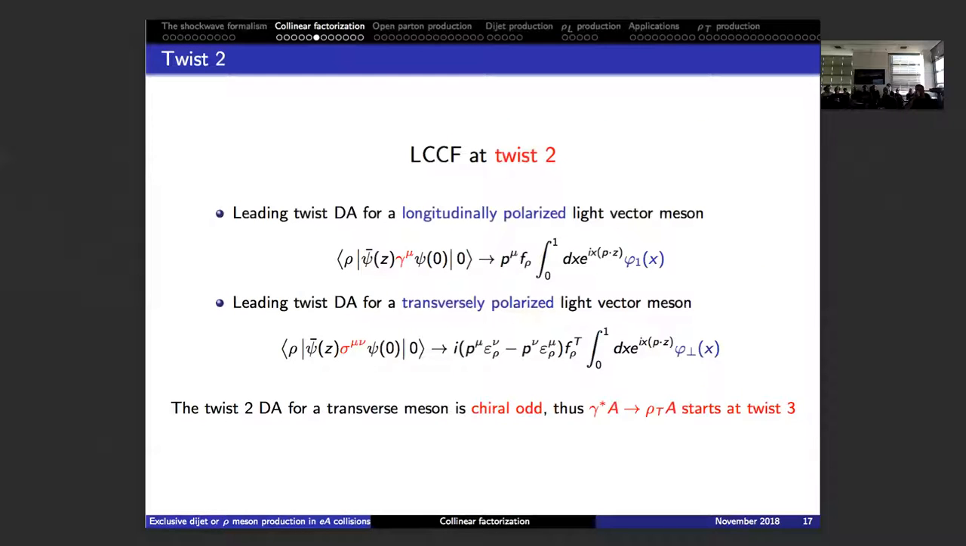Now, at twist 2, it's very easy. You just take your matrix element, so the leading one, psi bar gamma mu psi, and parameterize it this way. Now, the point is, if your rho meson is longitudinally polarized, you can write this, and this is perfectly fine. If it's transversely polarized, the twist 2 distribution amplitude is chiral odd. So if you want to do DIS, like gamma star to rho, you will never get this kind of contribution. You want to cancel that. And gamma star to rho T starts at twist 3. That's the bottom line, and that's why I'm doing all this mess about collinear factorization. I will discuss a twist 3 process because it's not a correction, that's really the leading term for that.